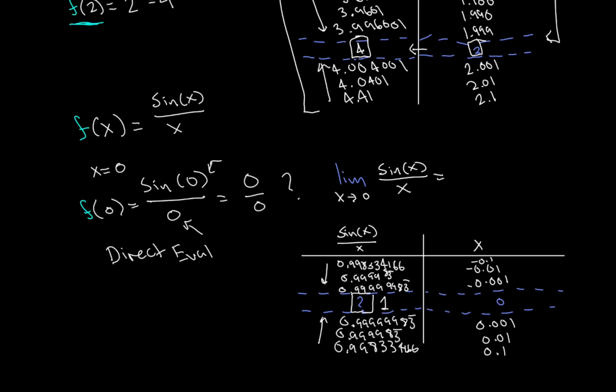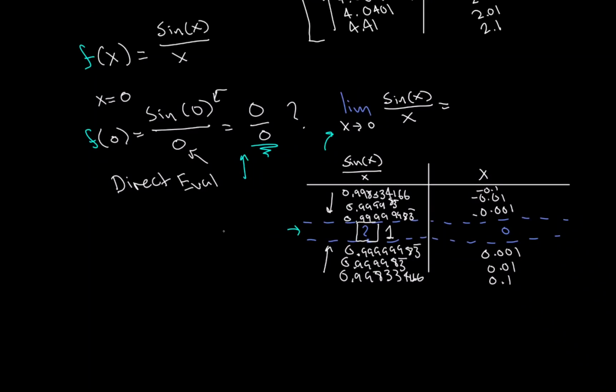So this is the utility of limits, right? You see how when we do direct evaluation we get something that doesn't make sense, but when we apply the limit we get an actual value that we can reason with, right? And so you might be wondering, okay, why does this happen? If I were to draw out the graph, it would look like this, right?